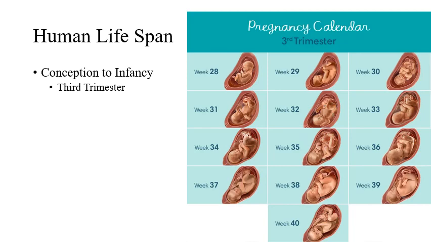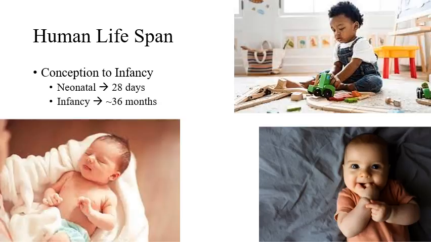Birth typically occurs at 40 weeks or 280 days, more or less. Neonates are considered 28 days of age. Basically, neonates are just completely worthless. They cannot do much. They are completely dependent on their mother. They have very primitive reflexes, and that's about it. Their brain hasn't fully developed.